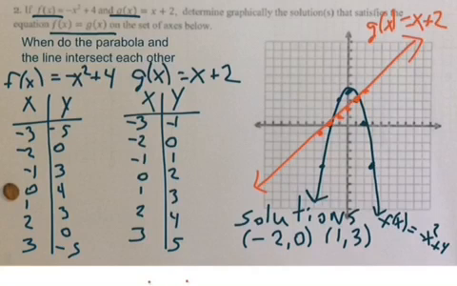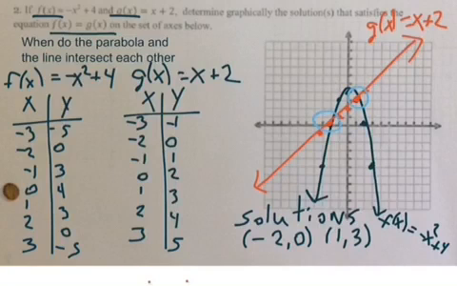Once you are done graphing both the parabola and the line, make sure you have arrows on the end of both of them, and do not forget to label with g of x equals and f of x equals. The solution is going to be where both the parabola and the line intersect each other. In this case, it turns out to be (-2, 0) and (1, 3).